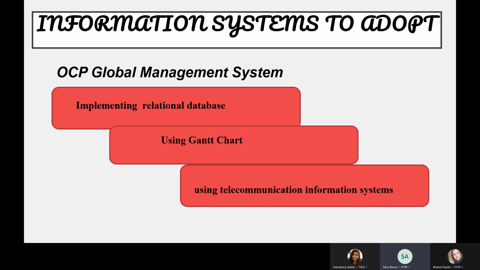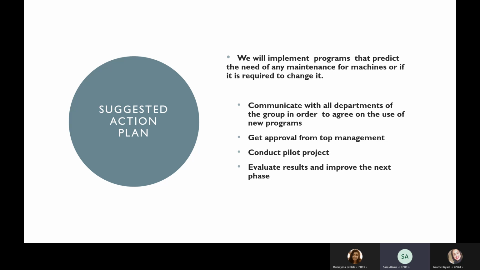Finally, we will collect all these systems in one system, which is the OCP Global Management System, that will help OCP Group to meet the needs of each branch, department, and employee. So that it will help the group to increase its competitive advantage and expand globally. So now moving on to the suggested action plan. After many days of doing research, we thought about a way to improve OCP Group's productivity and increase their efficiency while minimizing risk.